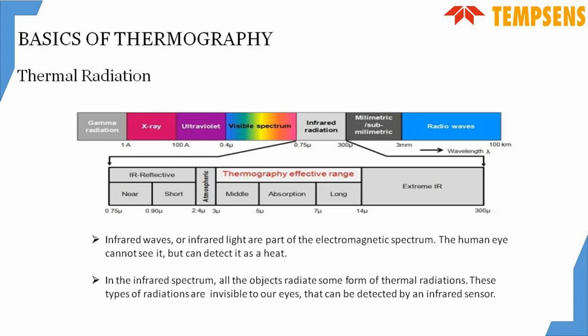Now the basics about thermography is that it is primarily based on infrared radiation emitted by the object. So what is infrared radiation? Infrared radiation is a part of the electromagnetic spectrum. The human eye cannot see it but can detect it as heat. In the infrared spectrum, all objects radiate some form of thermal radiation. These types of radiation are invisible to our eyes and can only be detected by using different kinds of infrared sensors.